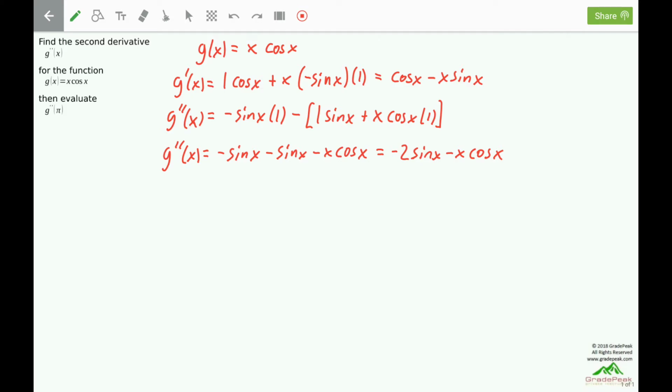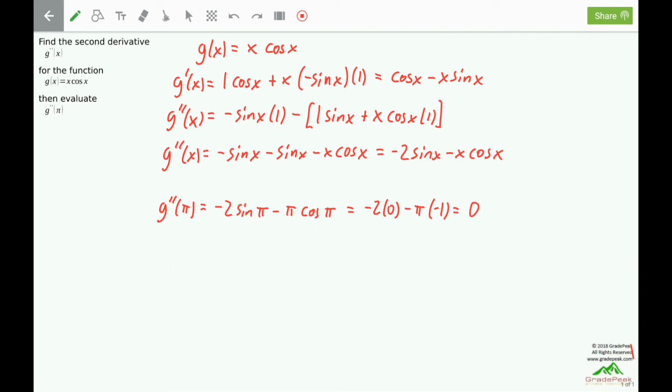Now we want to evaluate g double prime of pi. So we're going to plug a pi in for each of the x's. We will have negative 2 sine of pi minus pi cosine of pi. The sine of pi is a 0. The cosine of pi is a negative 1.